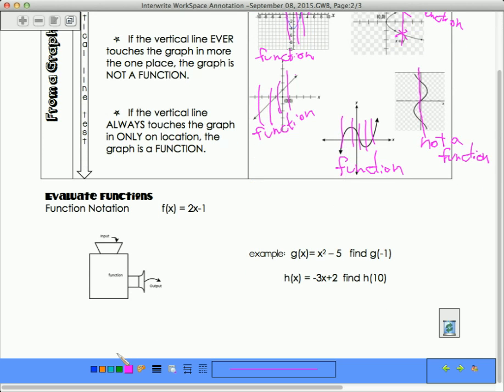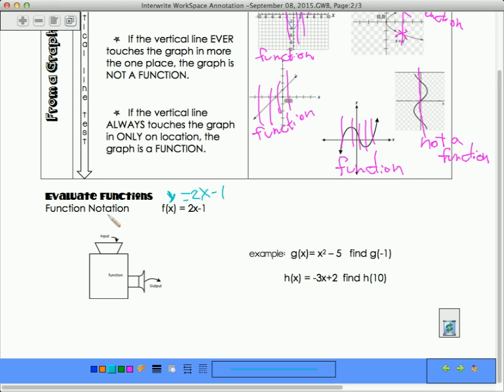And the only other thing you need to know for this lesson is how to evaluate a function. So we have an input and an output. You put in an x and see what you get out for y. So for instance, here's a function. It says f of x equals 2x minus 1. Well, f of x is really just your output. It's a fancy way of writing y. So this is y equals 2x minus 1.